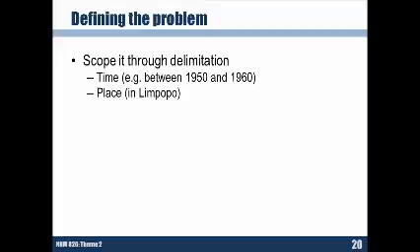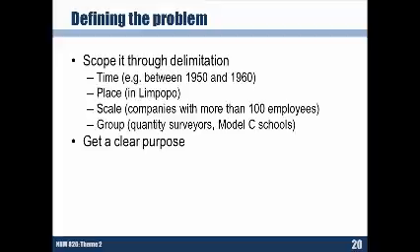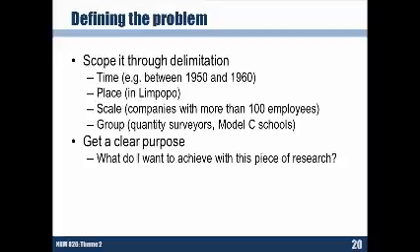So there's always a section in your study where you write about the delimitation. There are the limitations to the study, the things that limited the generalizability of your study or the validity of your study, and then there is the delimitation, which is the boundaries around your study. And we can delimit our study through, for example, time. So you have a particular time period, or it's situated in a particular place, or you limit it to a particular scale or group, and you try and get a clear purpose that further defines your problem.